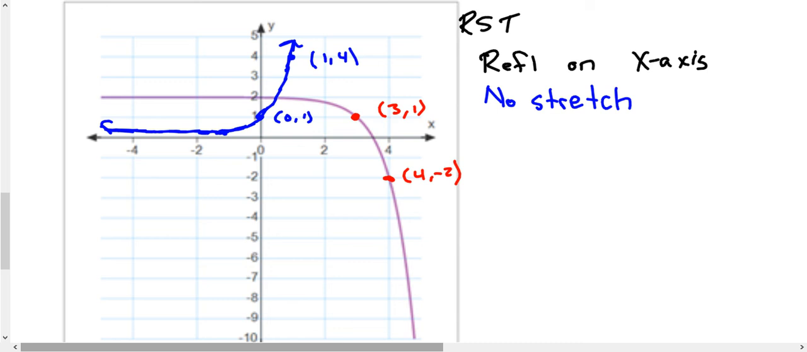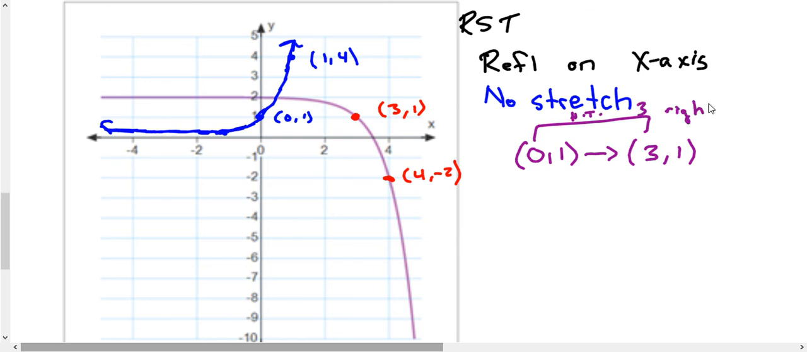Let's take a look at our translations. Well, if we had flipped our graph over the x-axis, so this coordinate would be right here now. So really, we went from (0, 1) to (3, 1). That's our coordinate change. So here we have a horizontal translation of 3 to the right.